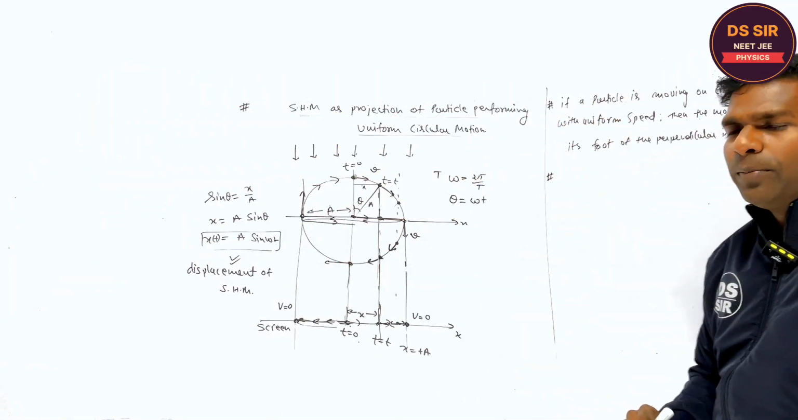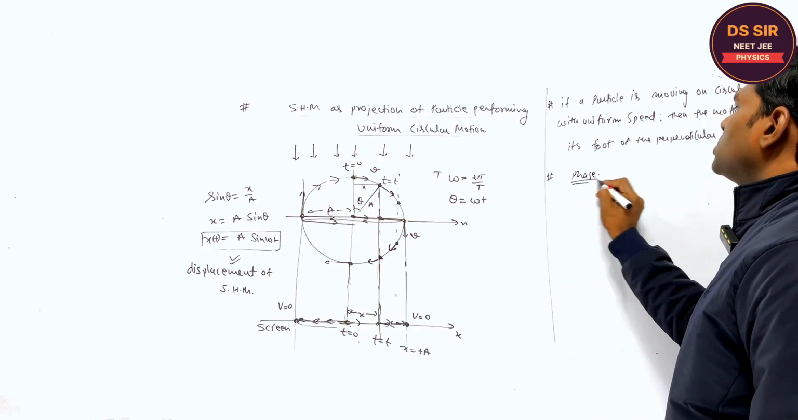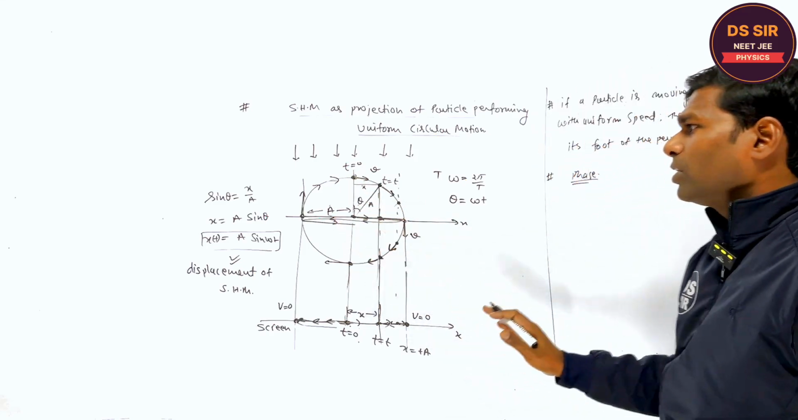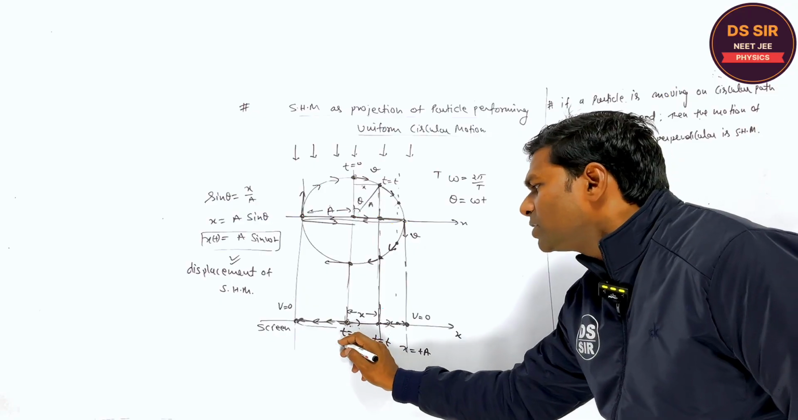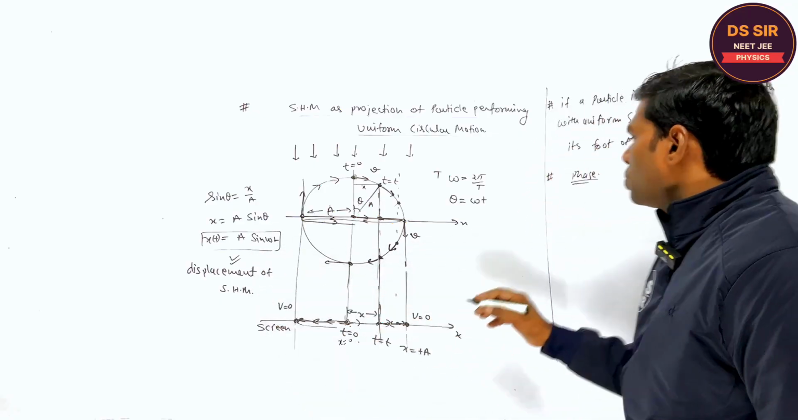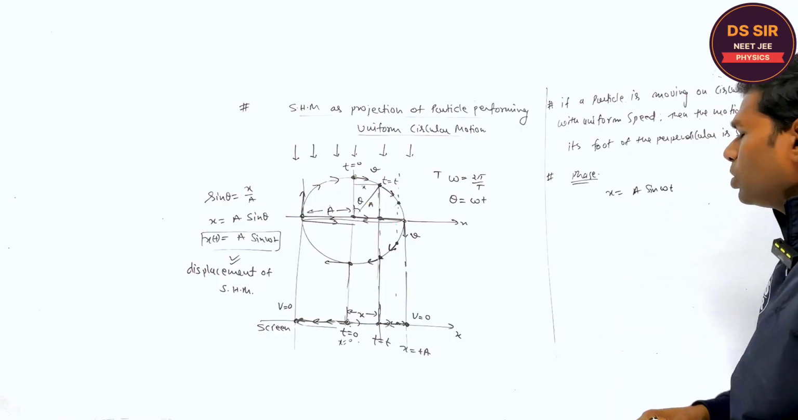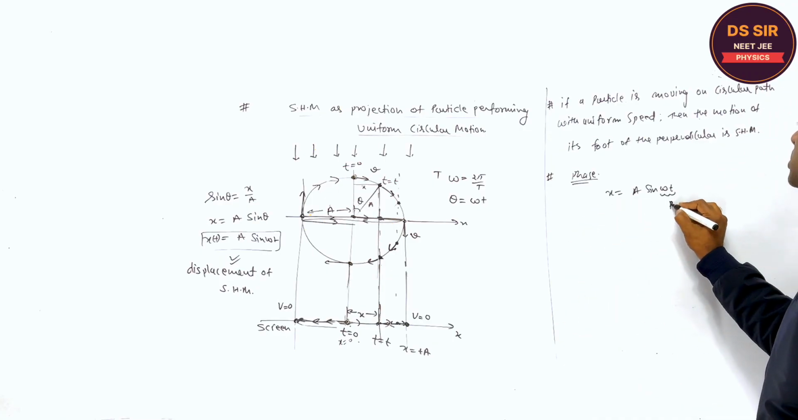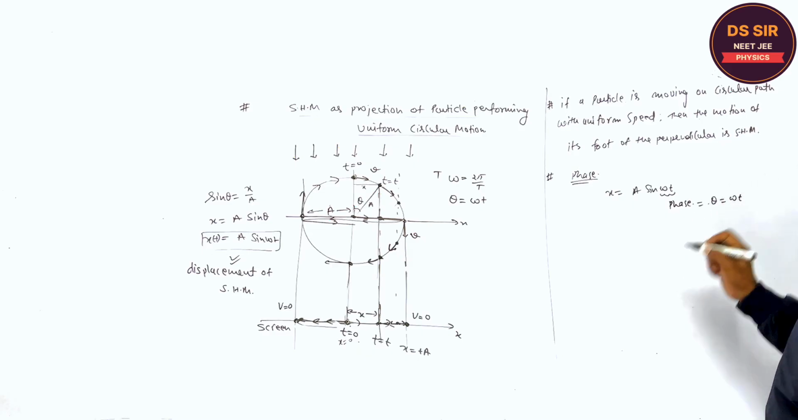Another very important thing: what is phase? If it starts from here, this is the special case, at t equal to 0 it is at the mean position, x equal to 0. So the equation of displacement is x = a sin omega t. Can you tell me what the phase is in this equation? This is the phase. So this phase is nothing but theta equal to omega t.